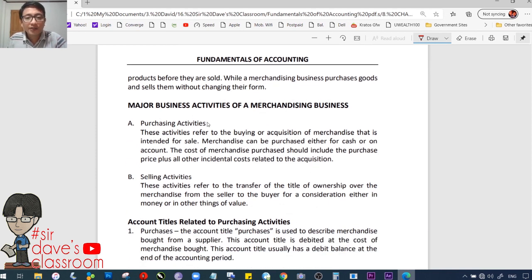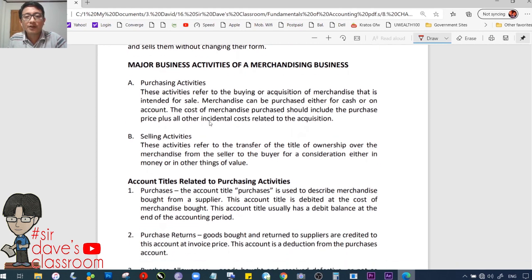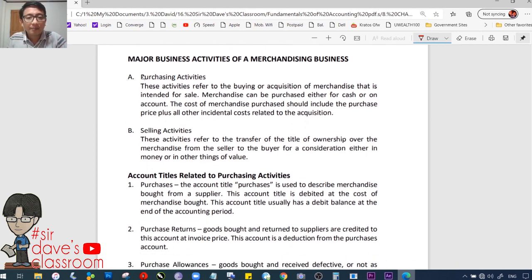Major businesses or business activities of a merchandising business. Letter A, purchasing activity. So before you can sell, you purchase first. And then letter B, selling activities. Purchasing activities involve buying or acquisition of merchandise that is intended for resale or sale. Merchandise can be purchased either for cash or on credit or on account. The cost of merchandise purchase should include the purchase price plus all other incidental costs.